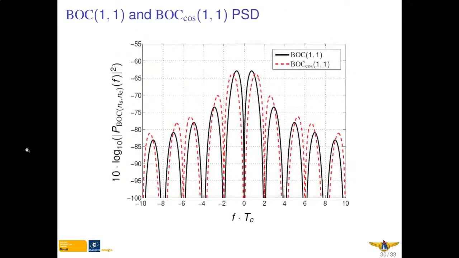The power spectral density of the two chip pulse shapes of the BOC(1,1) and the BOC cosine (1,1) are given on this slide. We can see it's a split spectrum, so we have no power at the carrier. And the BOC cosine has a little bit more power shifted towards higher frequencies.